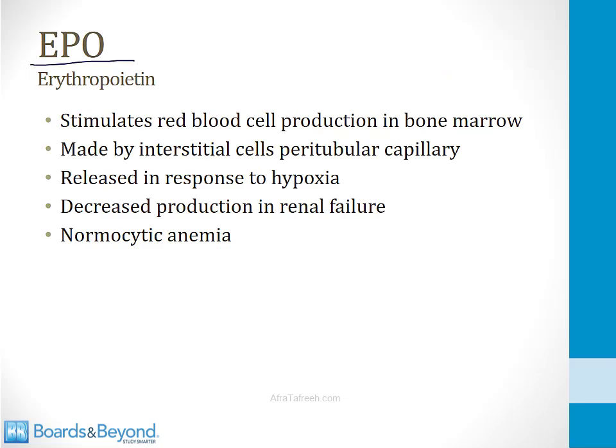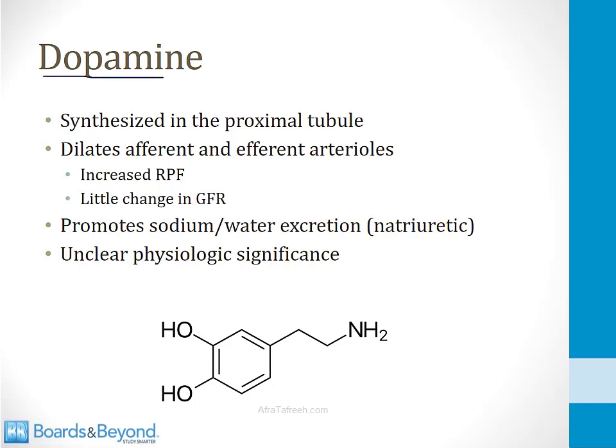Erythropoietin is also called EPO. This is a hormone released by the kidneys that stimulates red blood cell production in bone marrow to maintain the red blood cell level in the plasma. EPO is made by interstitial cells of the peritubular capillary, and it is released in response to hypoxia. And one of the consequences of the fact that the kidneys make EPO is that there's poor EPO production in renal failure, and that's why patients with chronic kidney disease often develop a normocytic anemia. They are underproducing EPO. I'll finish by mentioning dopamine.